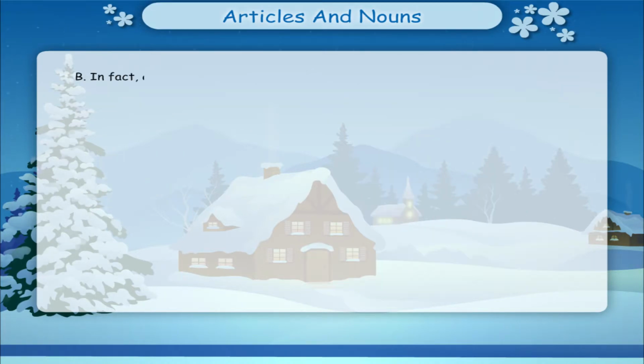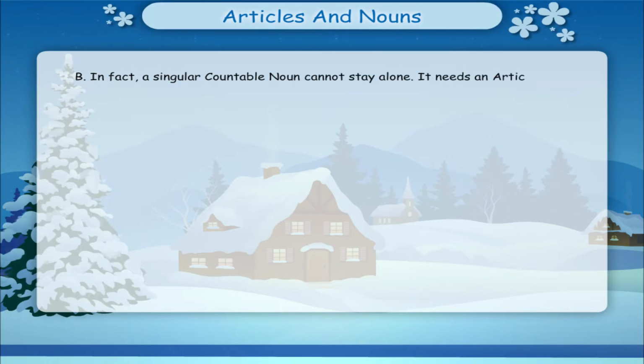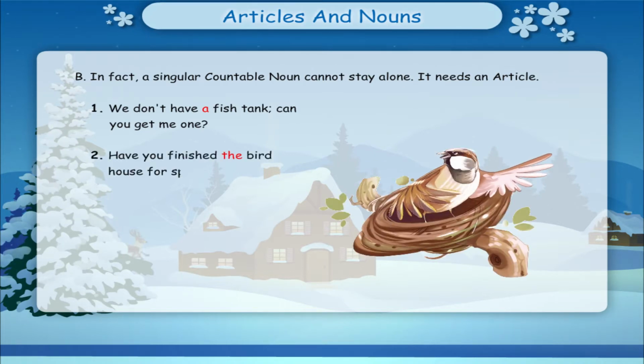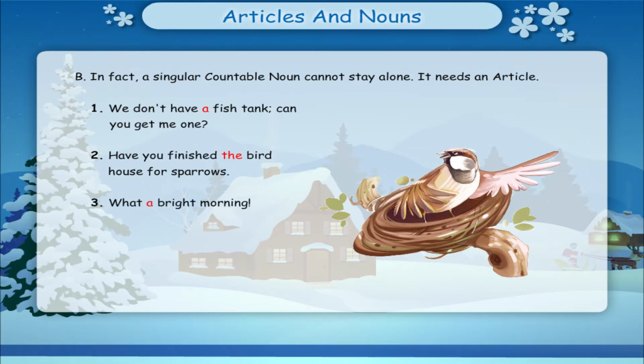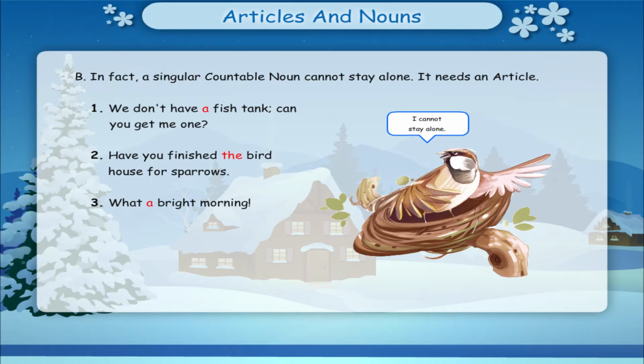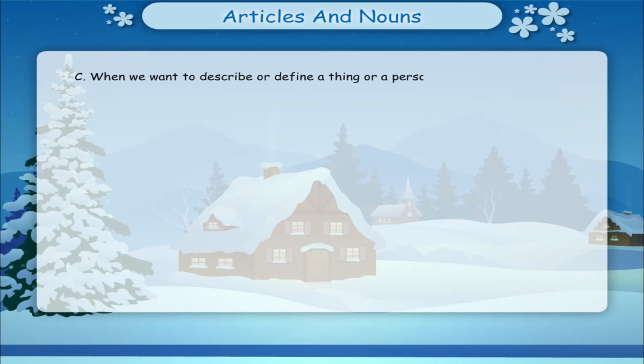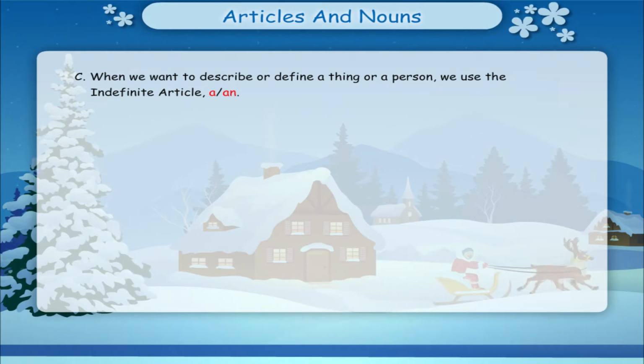In fact, a singular countable noun cannot stay alone. It needs an article. We don't have a fish tank. Can you get me one? Have you finished the birdhouse for sparrows? What a bright morning! I cannot stay alone. When we want to describe or define a thing or a person, we use the indefinite article a or an. She is an Australian.